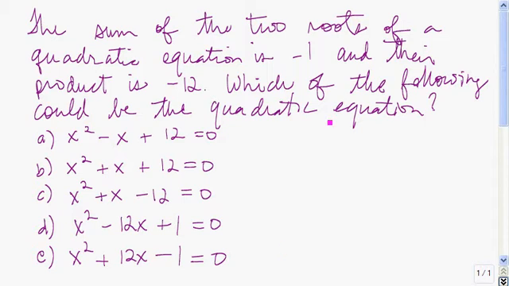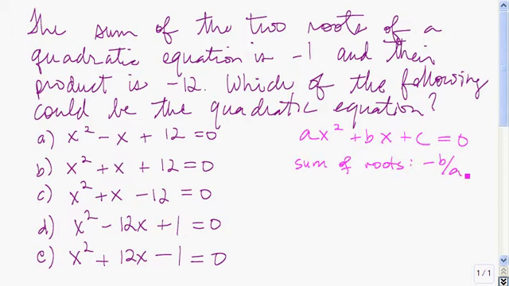To solve this problem, we're going to use the following fact. If I have the quadratic equation ax squared plus bx plus c equals 0, then if I have two real roots, the sum of those two real roots is going to be equal to -b divided by a. The product of the two real roots is going to be equal to c divided by a.